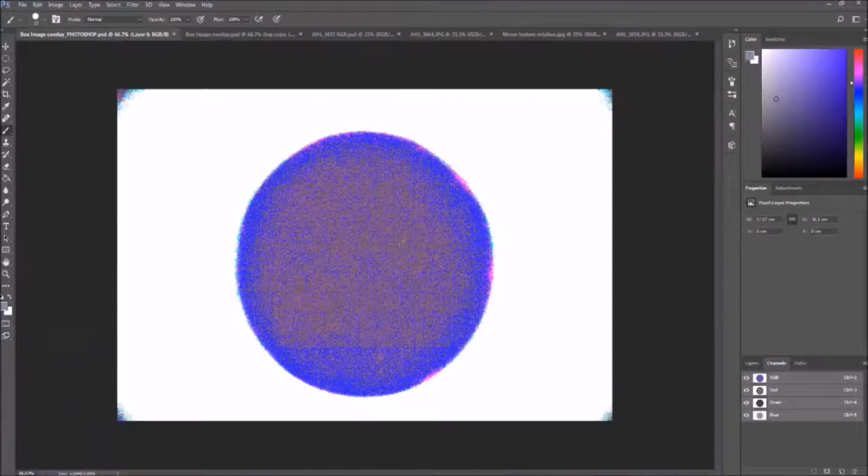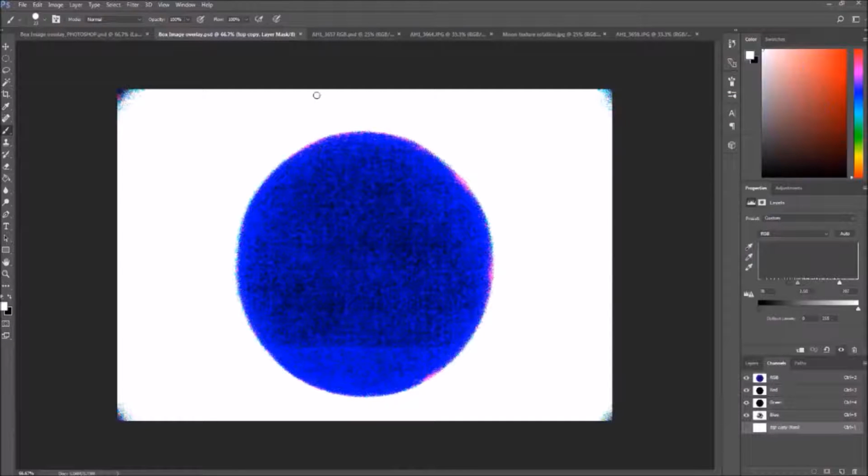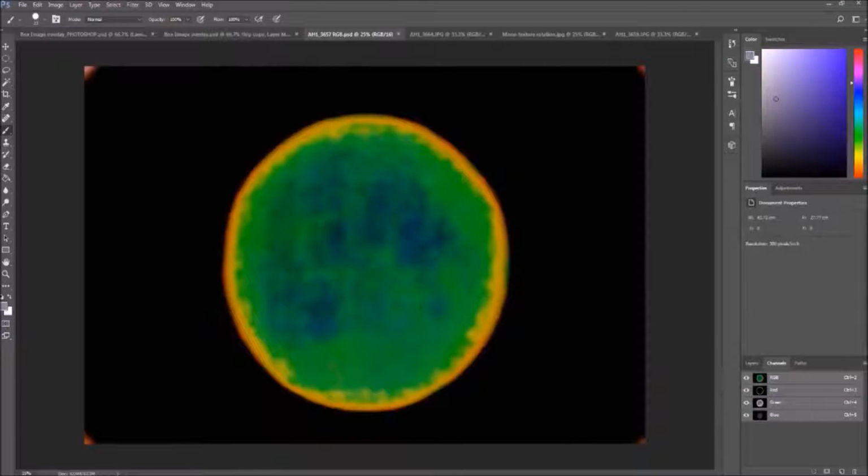This image here, not so much. It's right in here. We get that box, the image that somebody overlaid, and that was the moon.